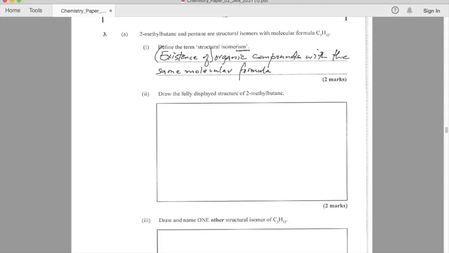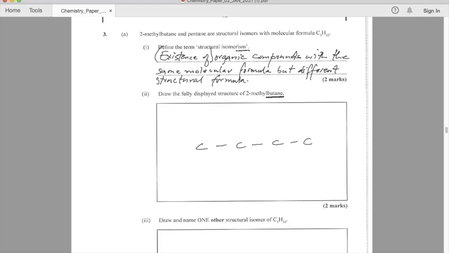Same molecular formula, but different structural formula, or we could say with different arrangement of the atoms in space. So here now we're supposed to draw the fully displayed structural formula of 2-methylbutane. The longest chain here will be 4 carbons. This is from the alkane series. It ends in -ane. "But" means we're going to have 4 carbons in the principal or the longest chain. So we'll draw 1, 2, 3, 4.